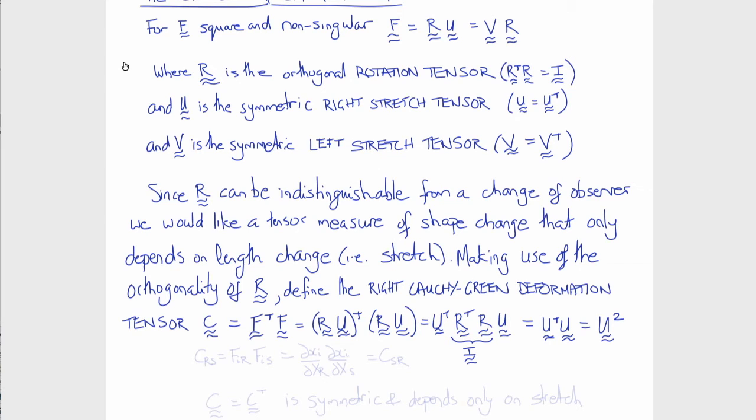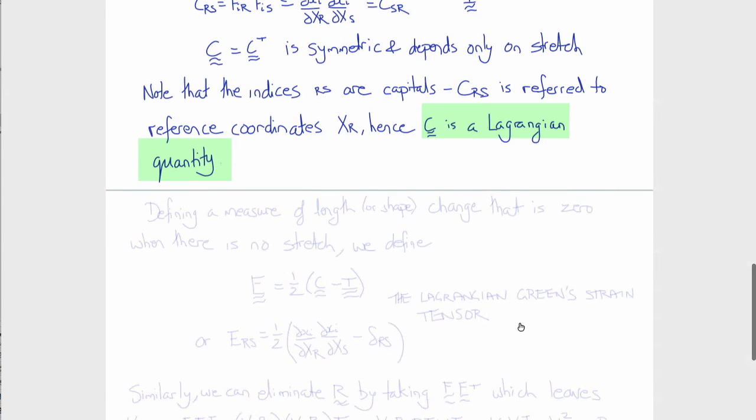In component notation, the components of C would be given by F_iR F_iS, which would leave C_RS, or ∂x_i/∂X_R times ∂x_i/∂X_S. And notice that if we switch the orders of R and S, we get the same expression. So C is symmetric, which we would expect because U is symmetric. And furthermore, notice that the indices of C are the capital letters, referring to the components of the reference or undeformed coordinates. So C, the right Cauchy-Green deformation tensor, is a Lagrangian quantity.